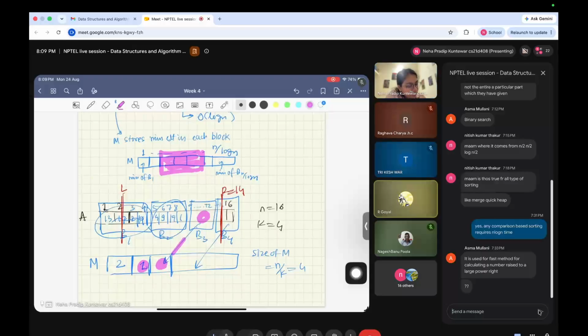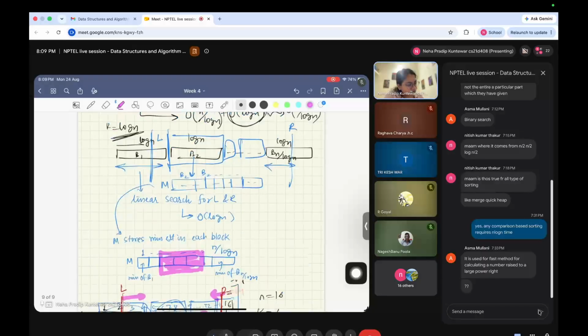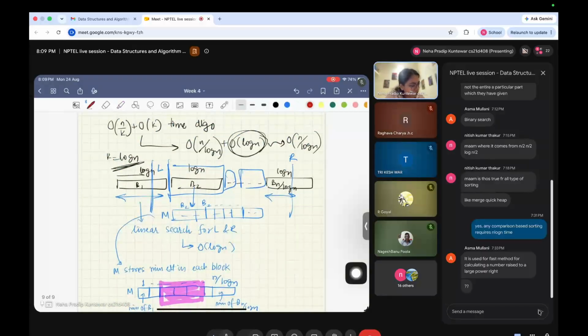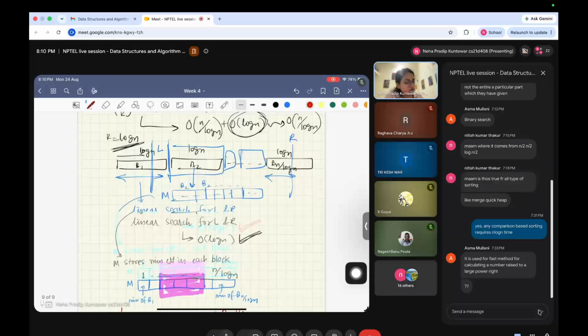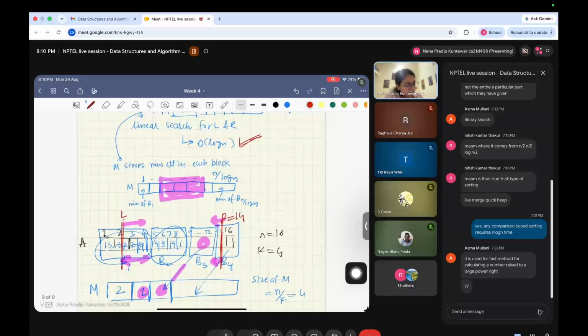And this is something we will find linearly. It is only a size k block. Just scan from L till the end of the block, and scan from R till the end of the block. This is just order k. So this is something I'm willing to pay, this order log n, because I chose k to be log n.